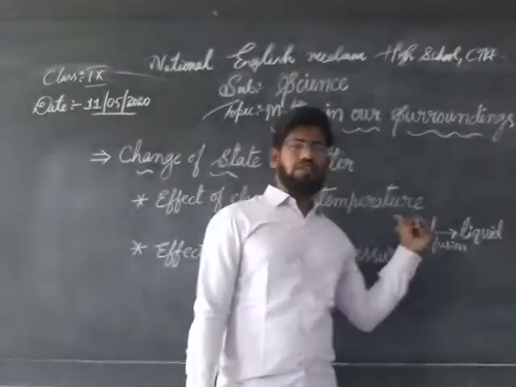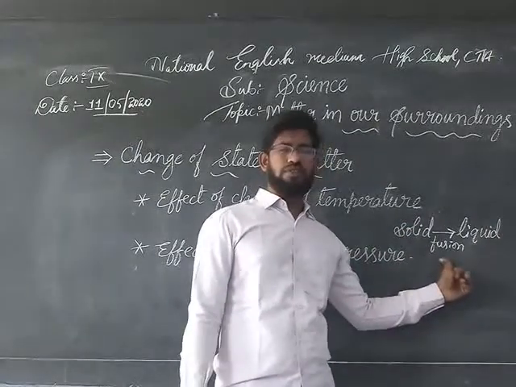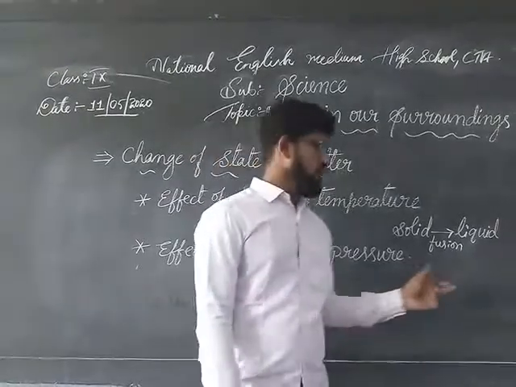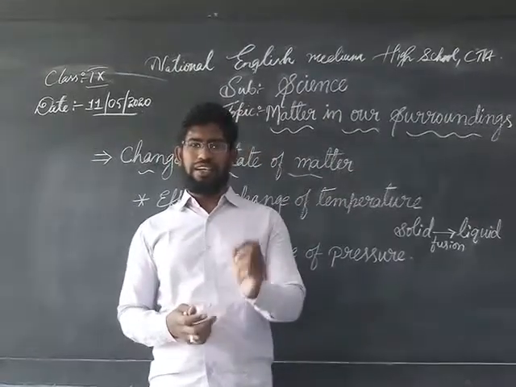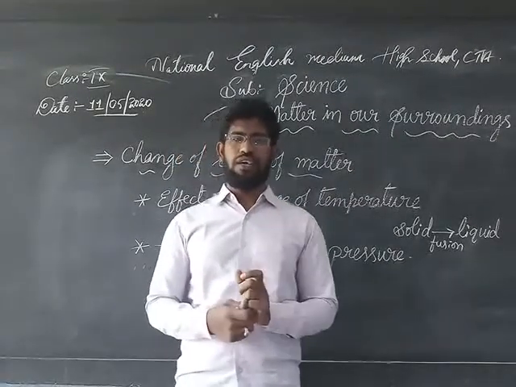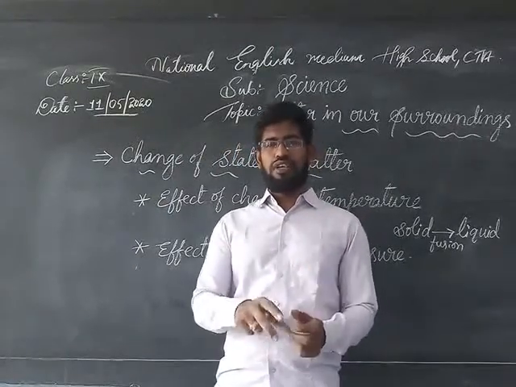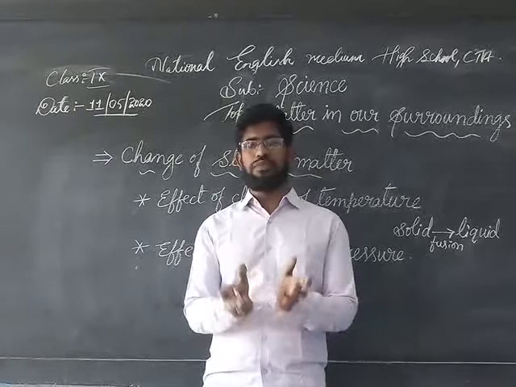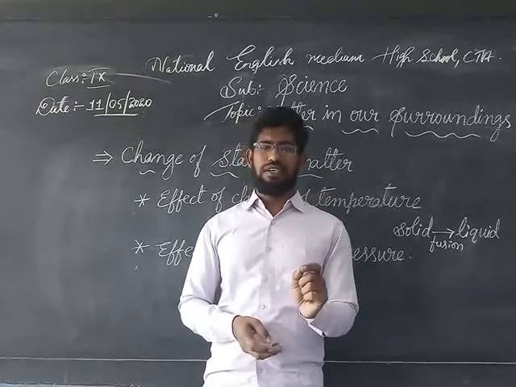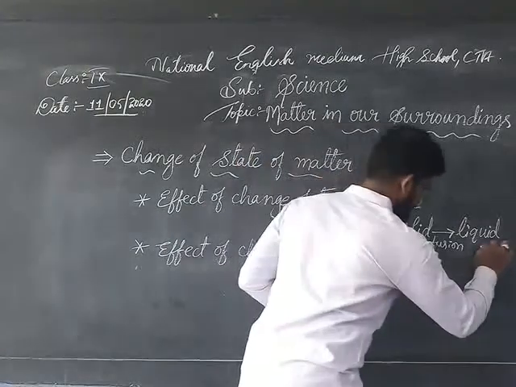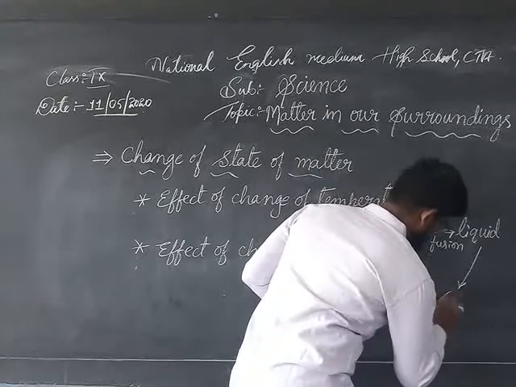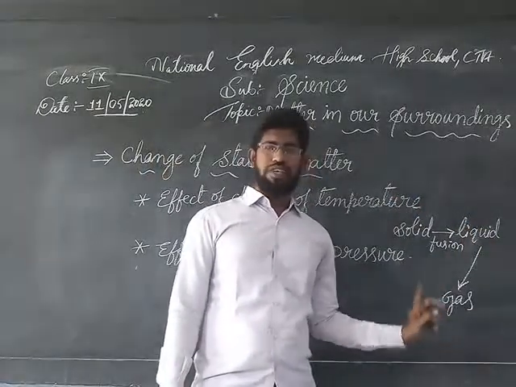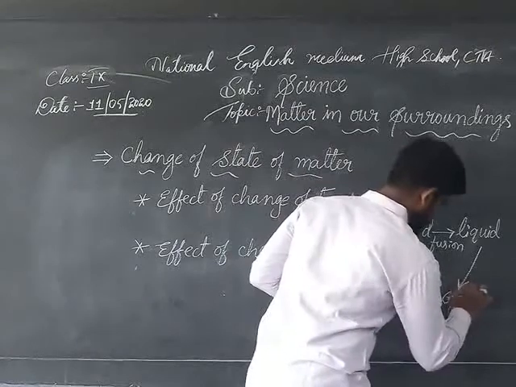Now you saw that the solid will change into liquid state by the process called fusion. Now let's see how the liquid will change into gaseous state. When you are increasing the temperature of a liquid, that is, when you keep on heating the liquid, the particles of the matter will move even faster. When they move very fast, they lose the force of attraction between them. So finally, the liquid state will convert into gaseous state. This process of change of liquid state into gaseous state is called vaporization.